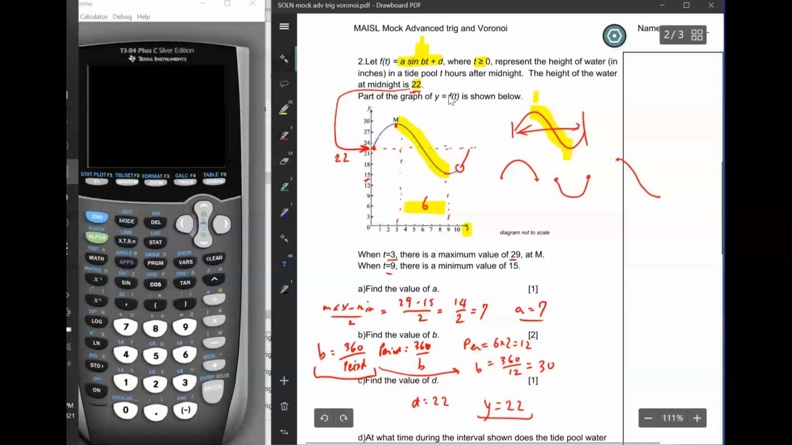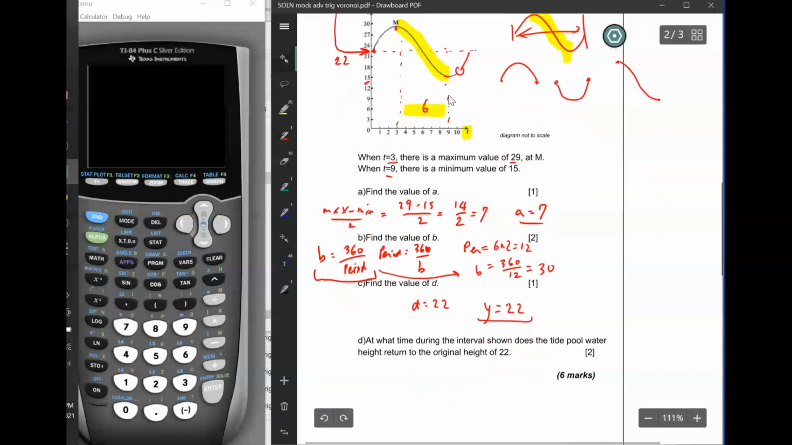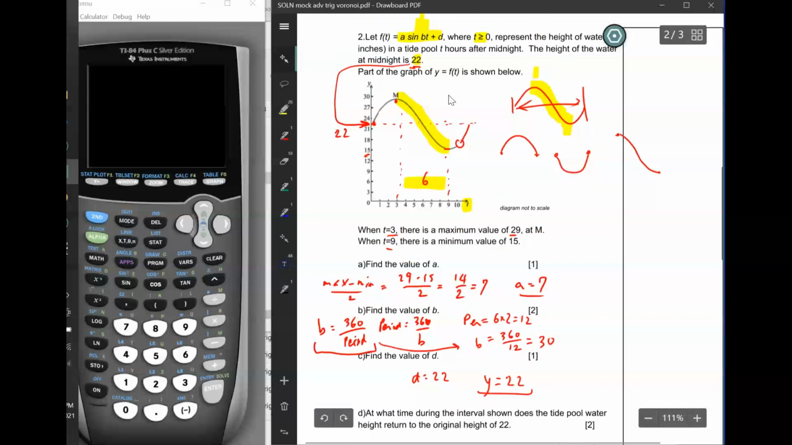At what time during the interval shown does the tide pool water height return to the original height of 22? There are two ways to do this. One is we could say it starts out at 22, goes up and comes back down. At some point, it's going to hit 22 again. If this is the beginning of the cycle, this is the middle of the cycle. And remember, the whole cycle is 12 long. The period is 12, so to go from here to here, it's 6 wide. So at what time does it return to the original value of 22? t equals 6.